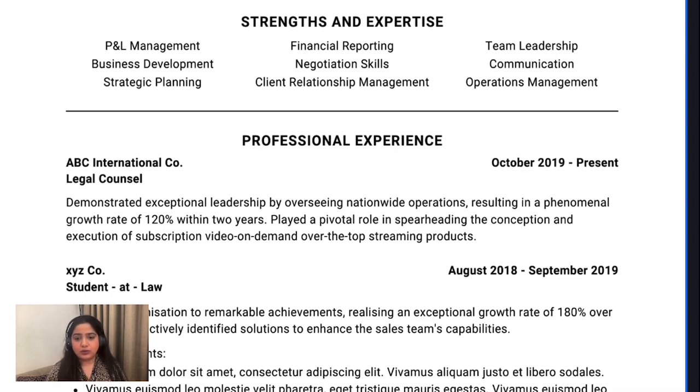Some people don't like to mention the months, they only like to mention the years. It is totally a personal preference, but I would say most jobs, when you fill out their forms, they do write the months, so it is preferred that you write the months very neatly. Spacing should be nicely done. You see they have spacing between all of the lines, and right underneath legal counsel it's given a few lines about what the roles and responsibilities were at ABC International Company.